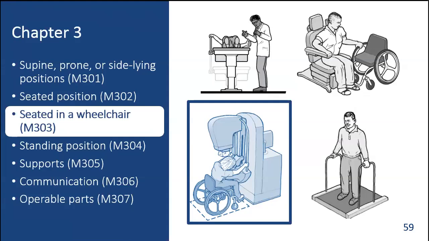So we began this webinar looking at positioning in the supine, prone, and sideline positions, and continued with section M302 in the seated position. Now we're going to move forward with the requirements if you remain seated in a wheelchair for examinations, which you will find in M303 of the MDE standard. On this slide, highlighted in blue, you'll see an image of a patient in a wheelchair rolled up under an imaging device. And so we are talking about remaining seated in the wheelchair.